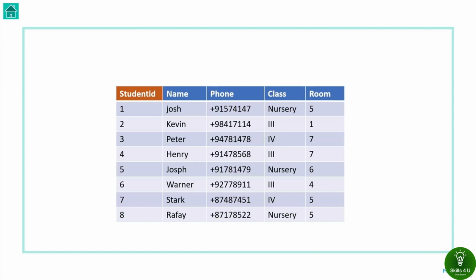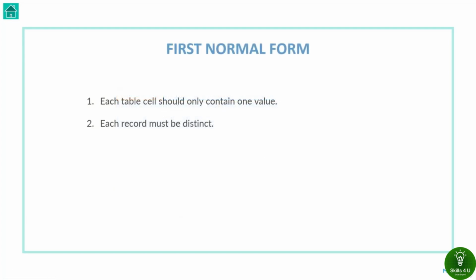Now, one more thing. If we delete all students of the nursery class, it will also delete the nursery class. We will call this a delete anomaly, because we are deleting one record, but another record which is related to it is being deleted. However, this is theoretical. Let's not do it here. So to solve these kinds of issues, we use the rules of normalization. There are many rules of normalization. The first rule is called first normal form. The second rule is called second normal form. And the third rule is called third normal form.